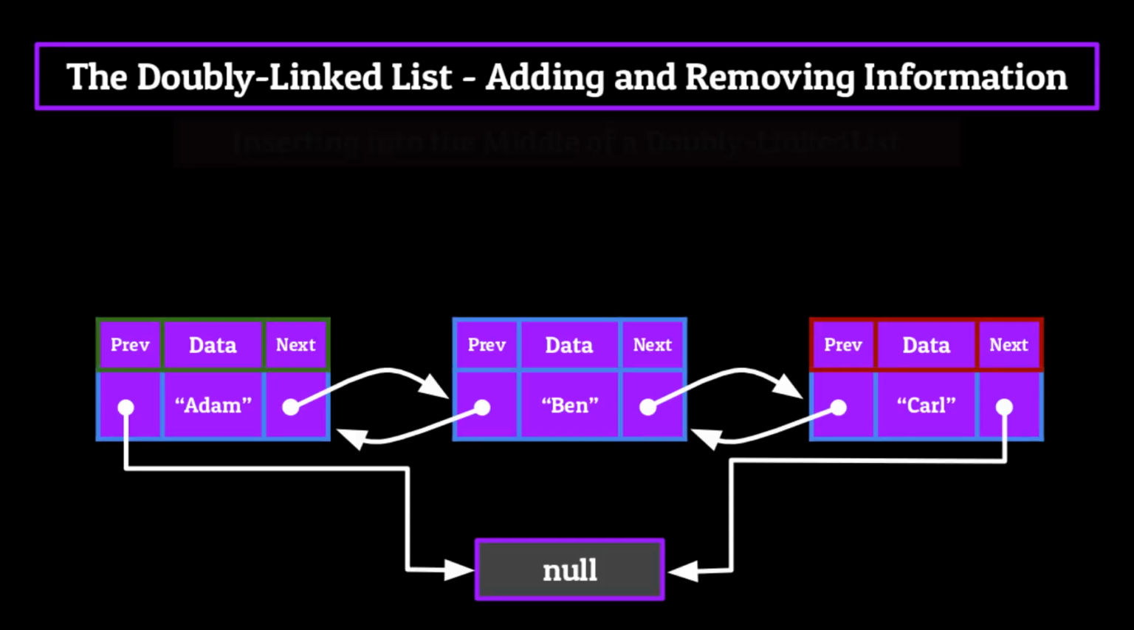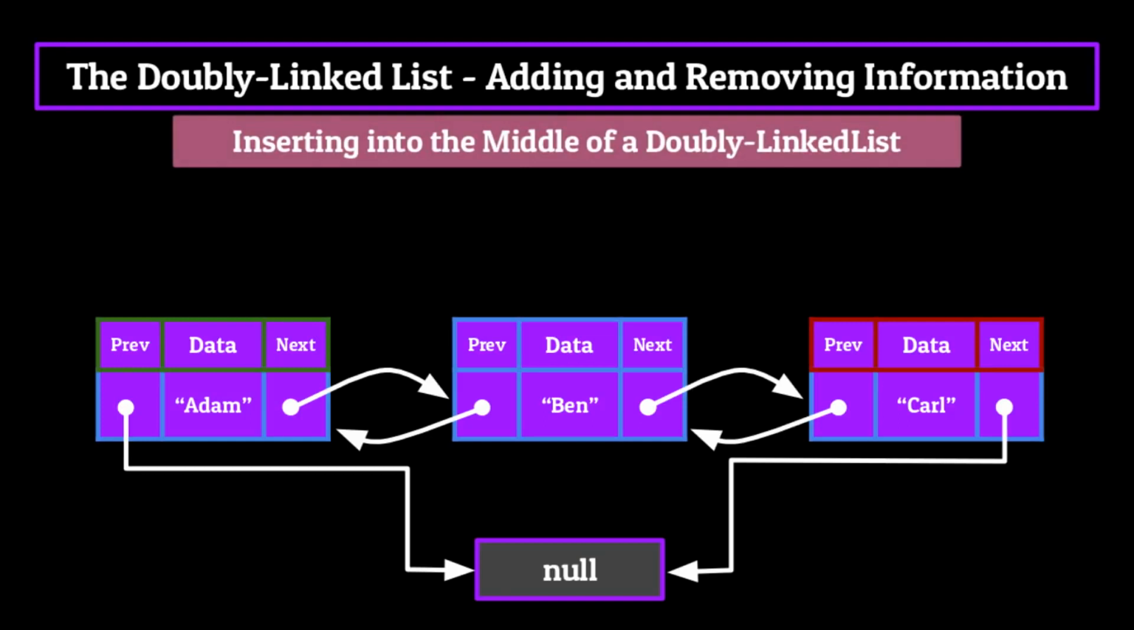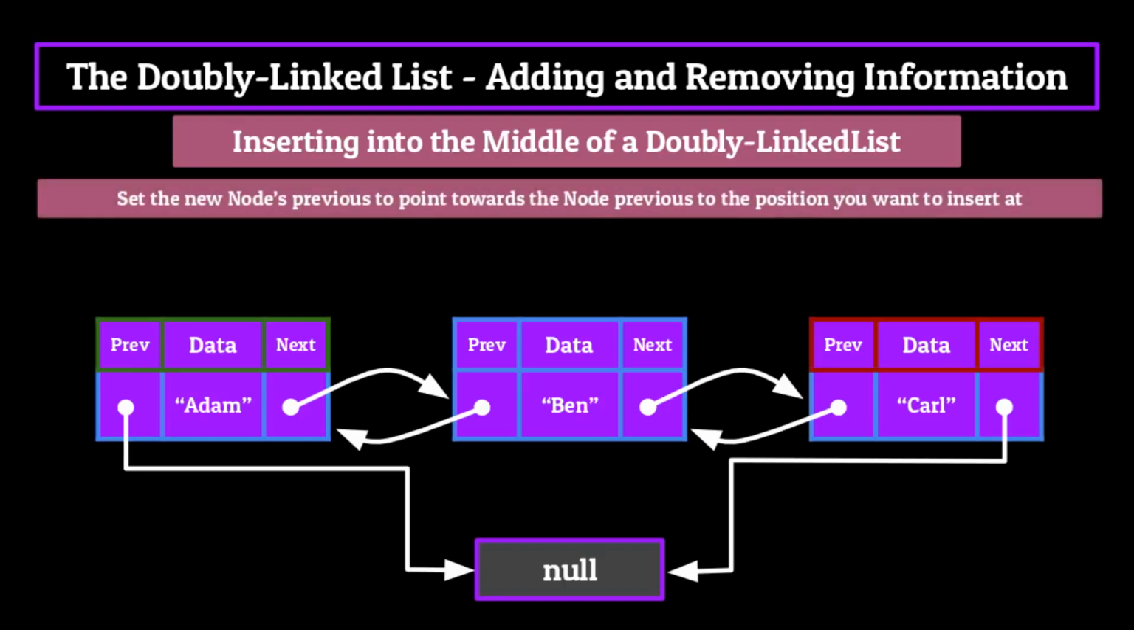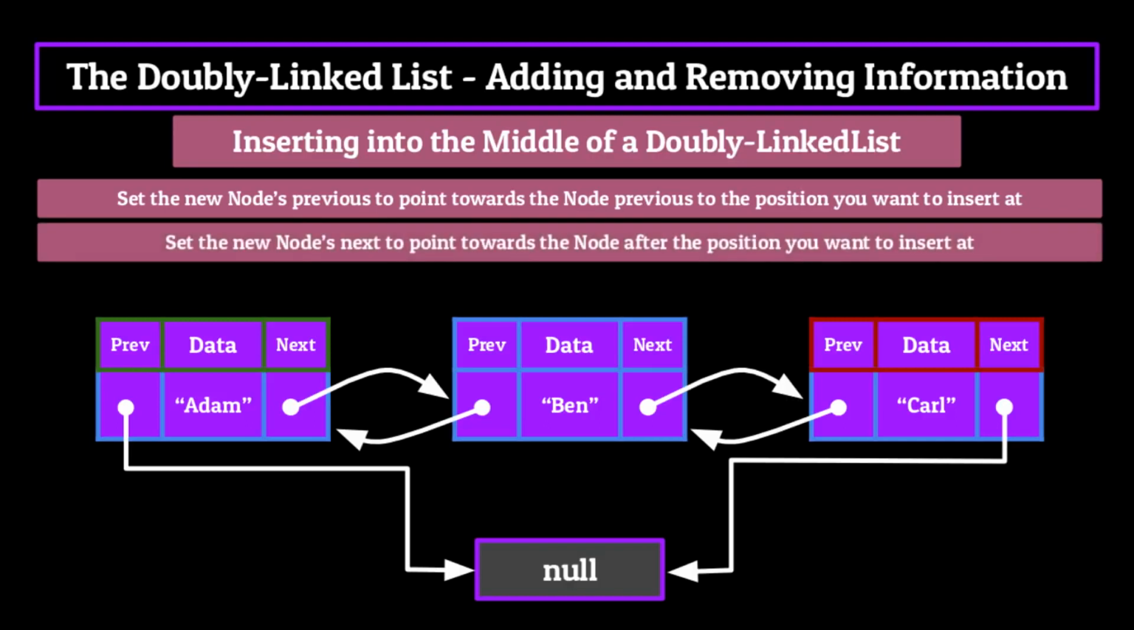Up next is inserting and deleting from the middle of a doubly linked list. This is where things get really tricky, so make sure you're paying attention. To insert a node into the middle of a doubly linked list, we follow a 3-step process. The first step is to take the node we want to add and set its previous to point towards the node previous to the position we want to insert at. Then we take that same node, the one we want to add, and set its next pointer to point towards the node after the position we want to insert at.